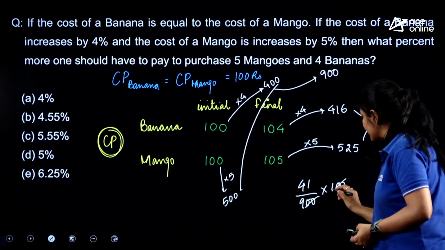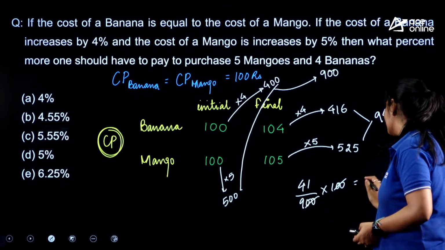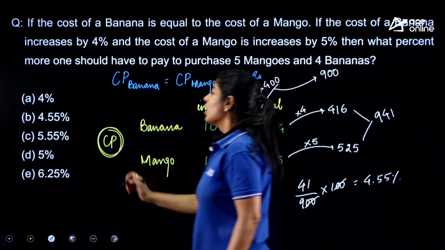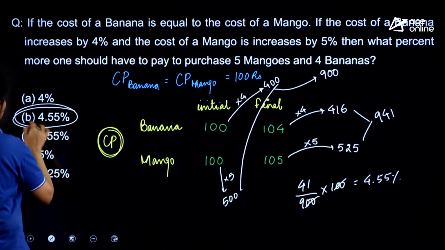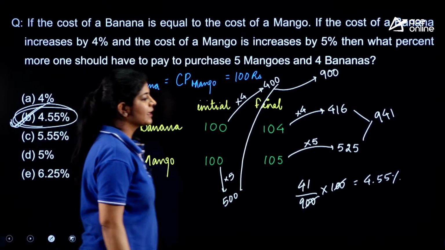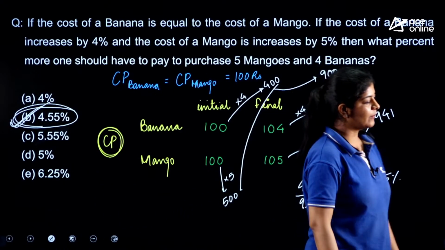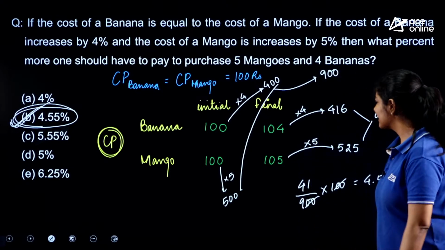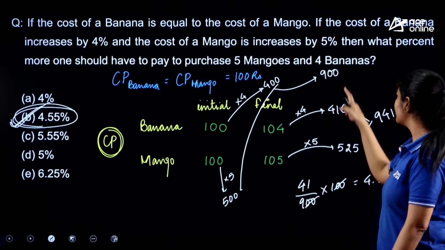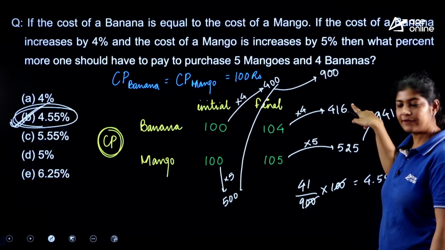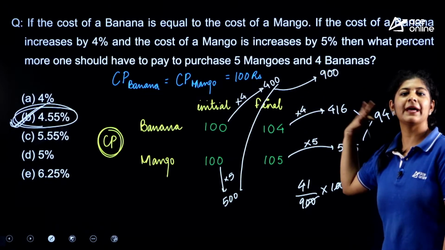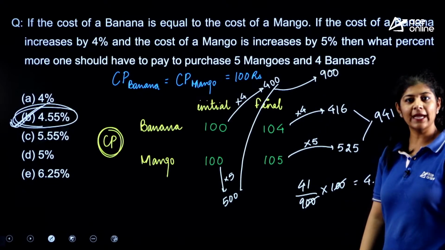So these two zeros and these two zeros are eliminated, and here we are getting our answer is 4.55%. Option number B is the correct one. This is a very simple one. All you need to do is simply calculate the difference, divide it by the initial value or the comparative value, and multiply by 100.